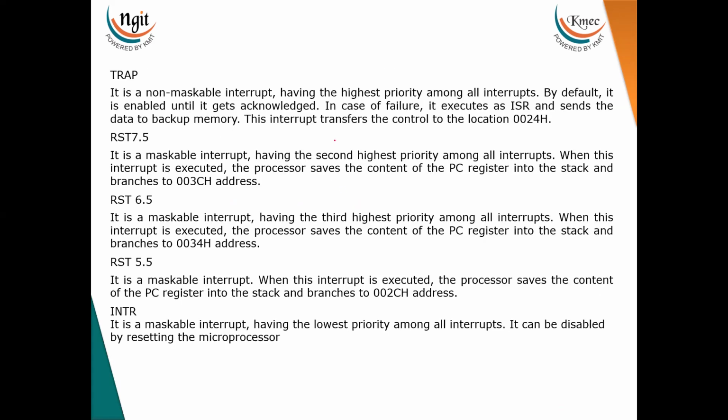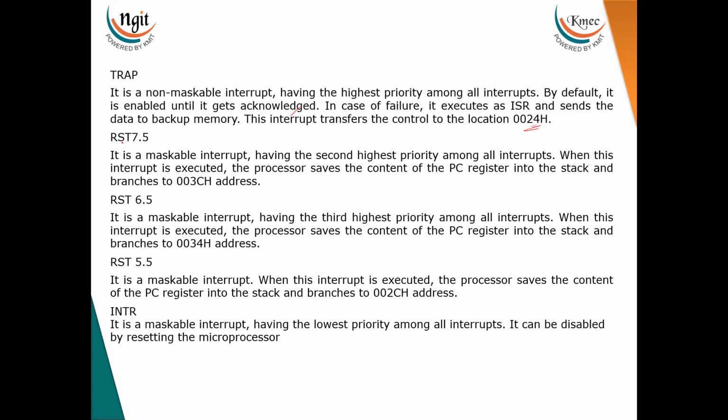Now coming to the TRAP. TRAP is a non-maskable interrupt having the highest priority among all the interrupts. By default, it is enabled until it gets acknowledged. So the processor must execute the TRAP. In case of power failure, it executes the ISR and sends the data to backup memory. This interrupt transfers the control to location 24H. Whenever this TRAP interrupt occurs, the processor automatically jumps to this location.